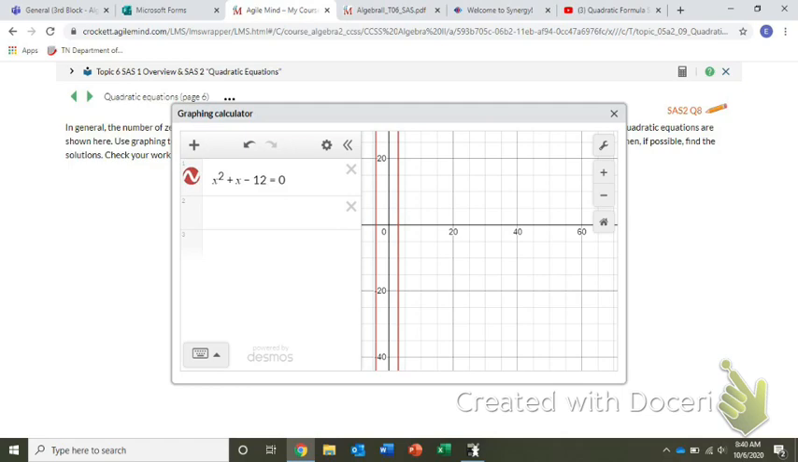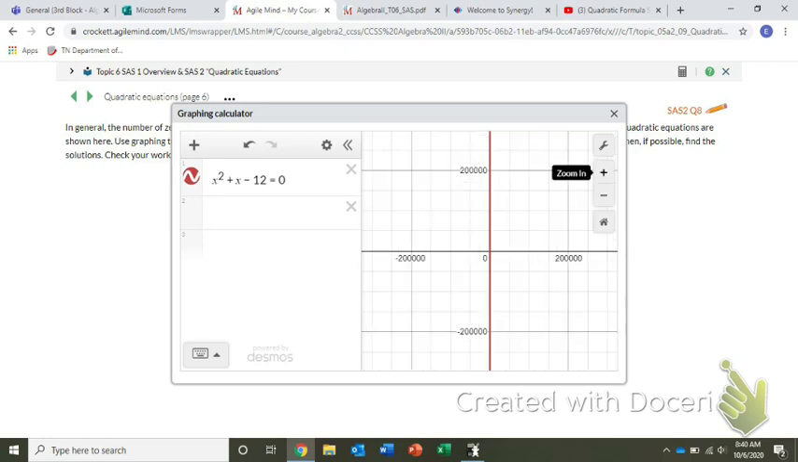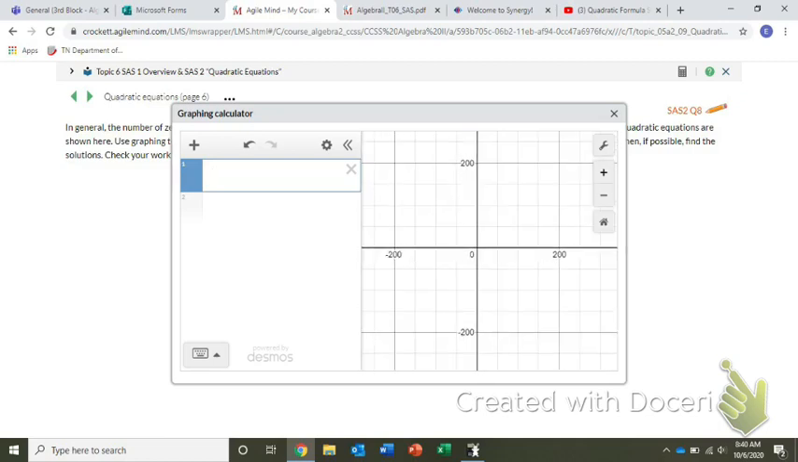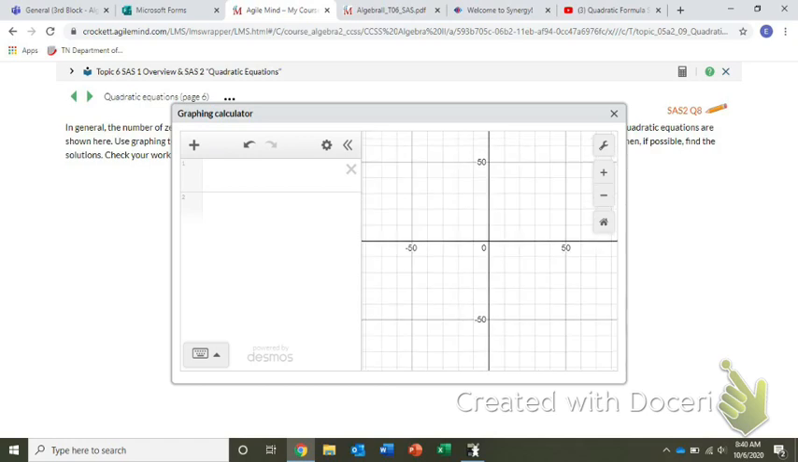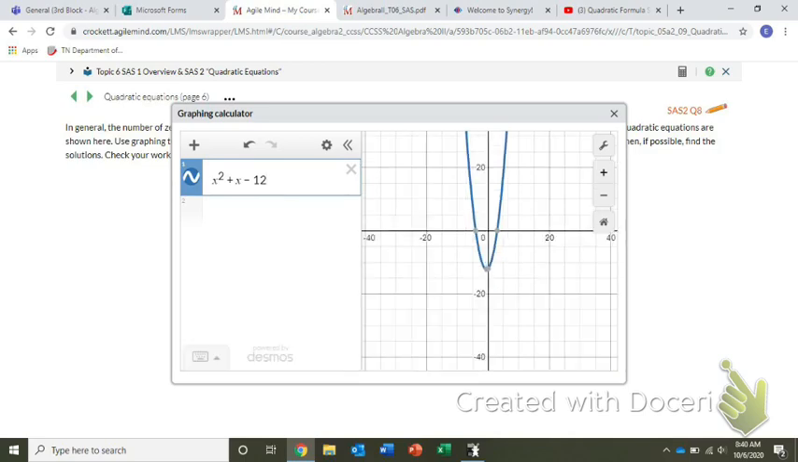Wait, what happened? Let's see. Whoa. All right. Let's exit. Let's try this again. All right. Let's go back to about right there. All right, now let's do x squared plus x minus 12. Yeah, we're right there.